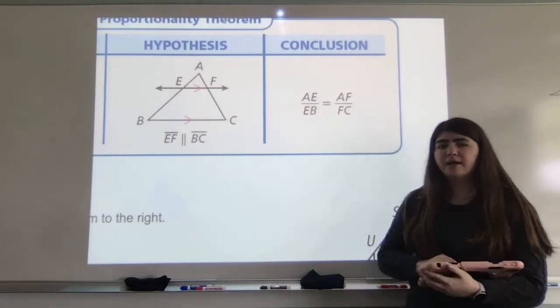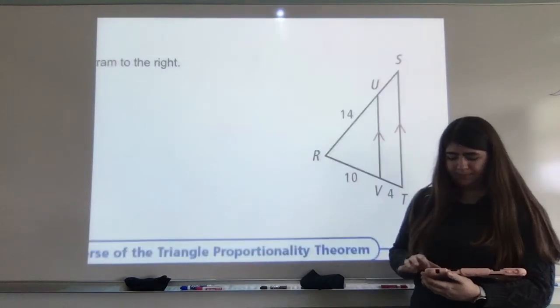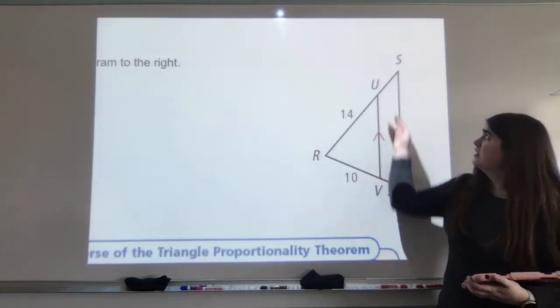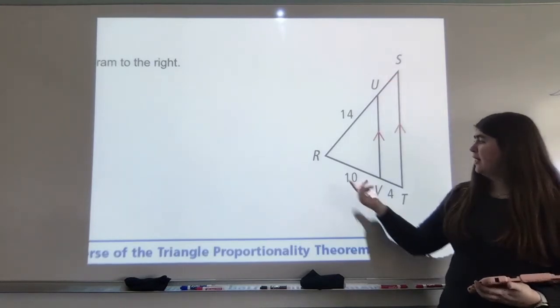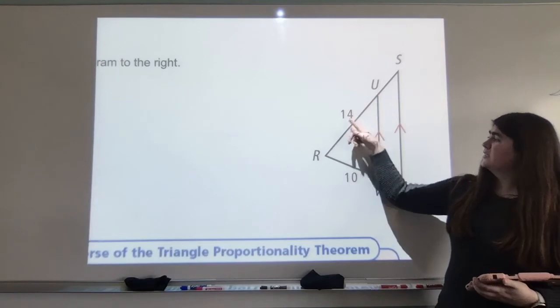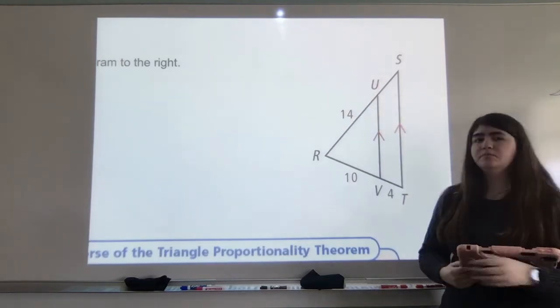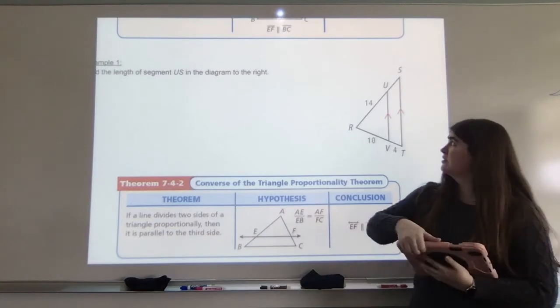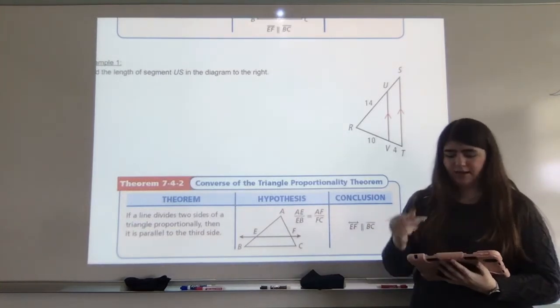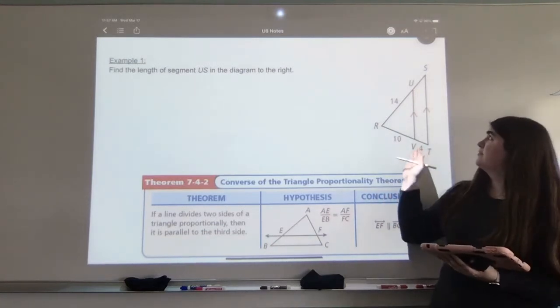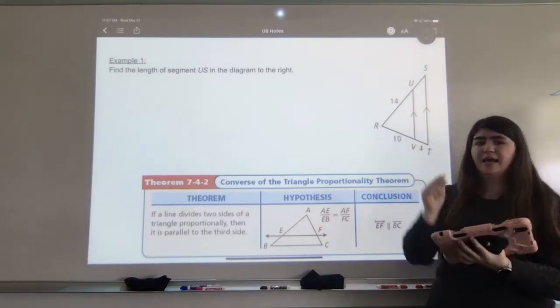So let's go ahead and solve an example. So we have this triangle here, and we're going to solve for the missing side of US. And I know that RV is 10, VT is 4, RU is 14, and we don't know what US is. I'm able to solve for US because we have a parallel line. So to start, I'm going to acknowledge that I have VU that is parallel to TS.